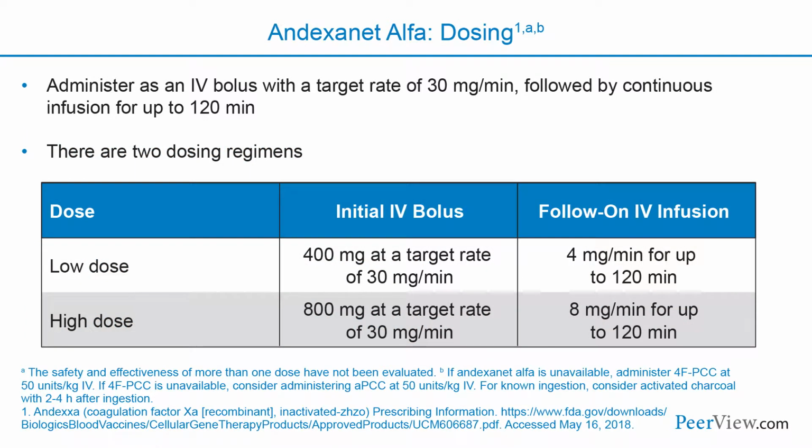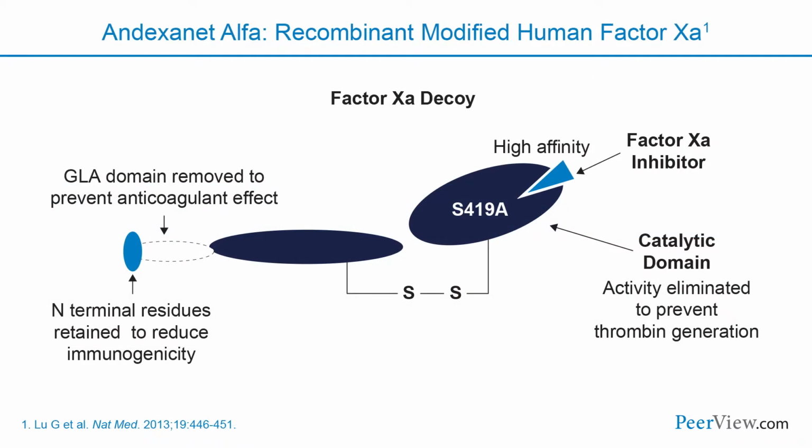The bolus is either 400 or 800 milligrams, and the infusion is 4 milligrams per minute or 8 milligrams per minute. You should check the package insert, but it starts with a bolus and then is followed by an infusion that goes at 2 hours or longer. It is basically a decoy factor Xa. It's an inactivated Xa that will attract and bind to, in a competitive fashion, the factor Xa inhibitors that are being given to the patient.